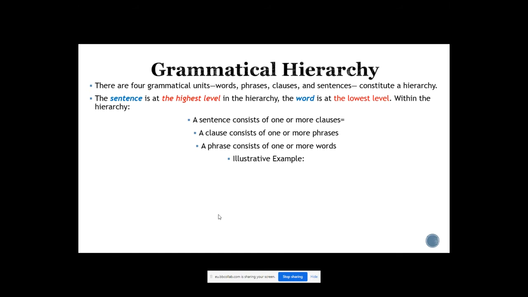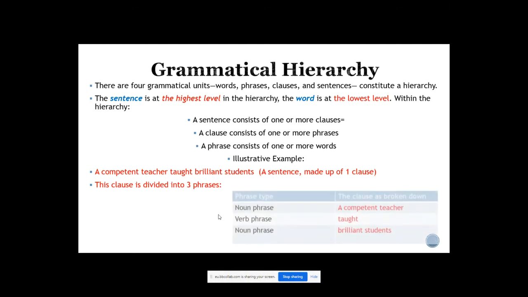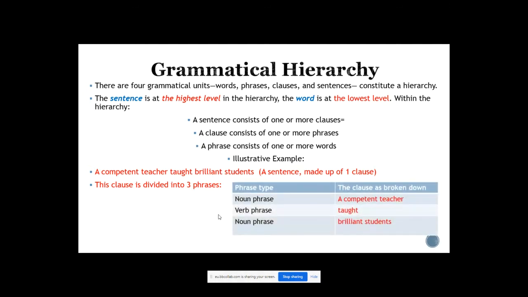And we have a very useful illustrative example. A competent teacher taught brilliant students. It is a sentence made up of one clause, and this clause is divided into 3 phrases. Let's see what these phrases are. We have a competent teacher, which is a noun phrase realized as the subject, and we have taught, which is the verb phrase, and we have brilliant students, which serves as a noun phrase.